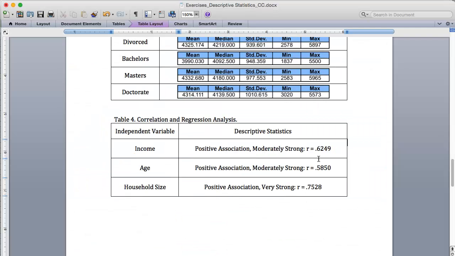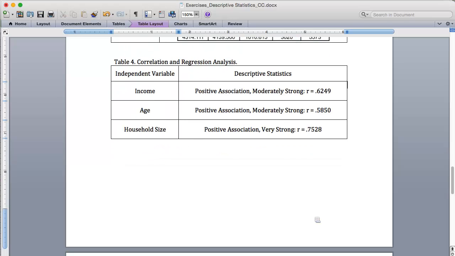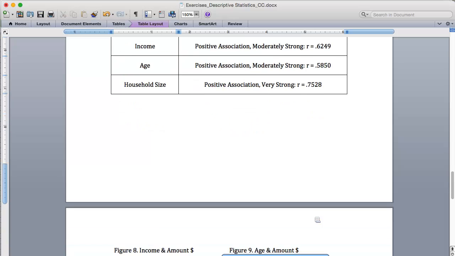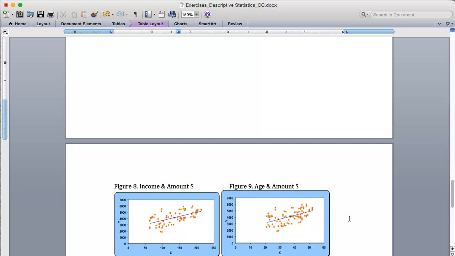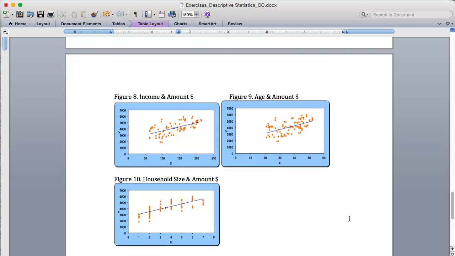So adding this information to our report is very simple. Income, we've already noted the moderately strong linear relationship, and our correlation coefficient. We did the same for age and household size. And we could either say here in the table that there are no regression outliers, or we could show that, or sometimes both. I've added the 3 scatter plots. It's very simple to do.